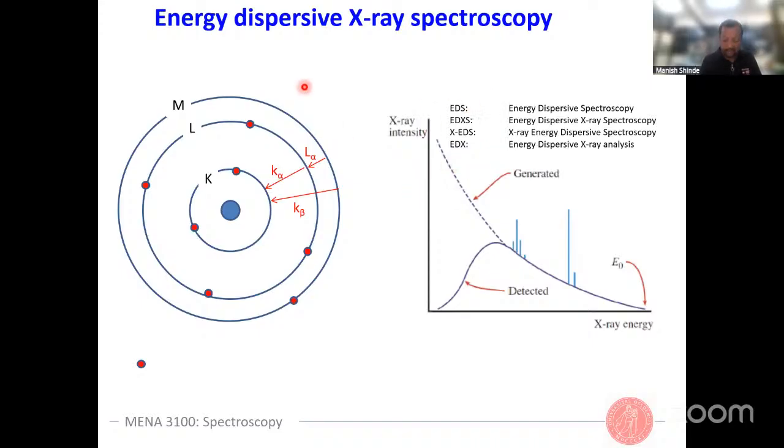So how are X-rays generated? Basically, an electron interacts with the sample. It knocks off an electron from the K shell. The L shell electron jumps to this place. In the process, it emits a photon. That photon has some energy in the form of an X-ray.